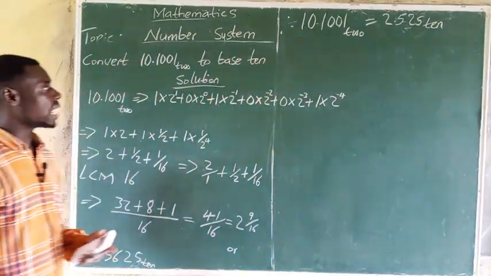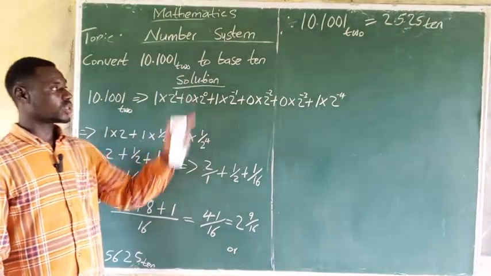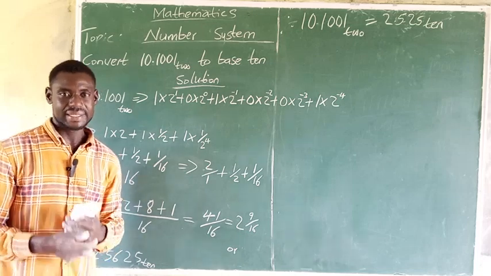Okay, so this is how we convert a number with a decimal point from base 2 to base 10.